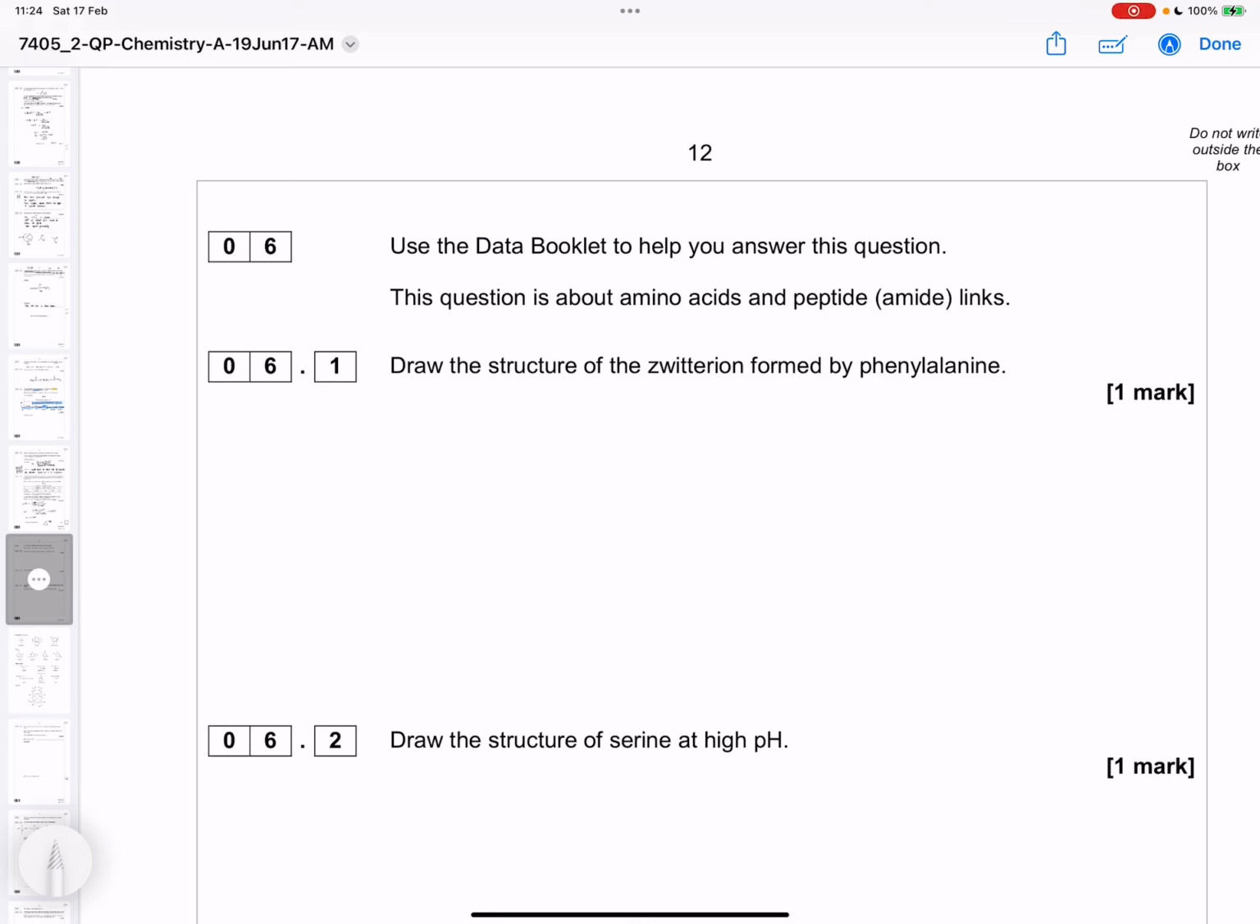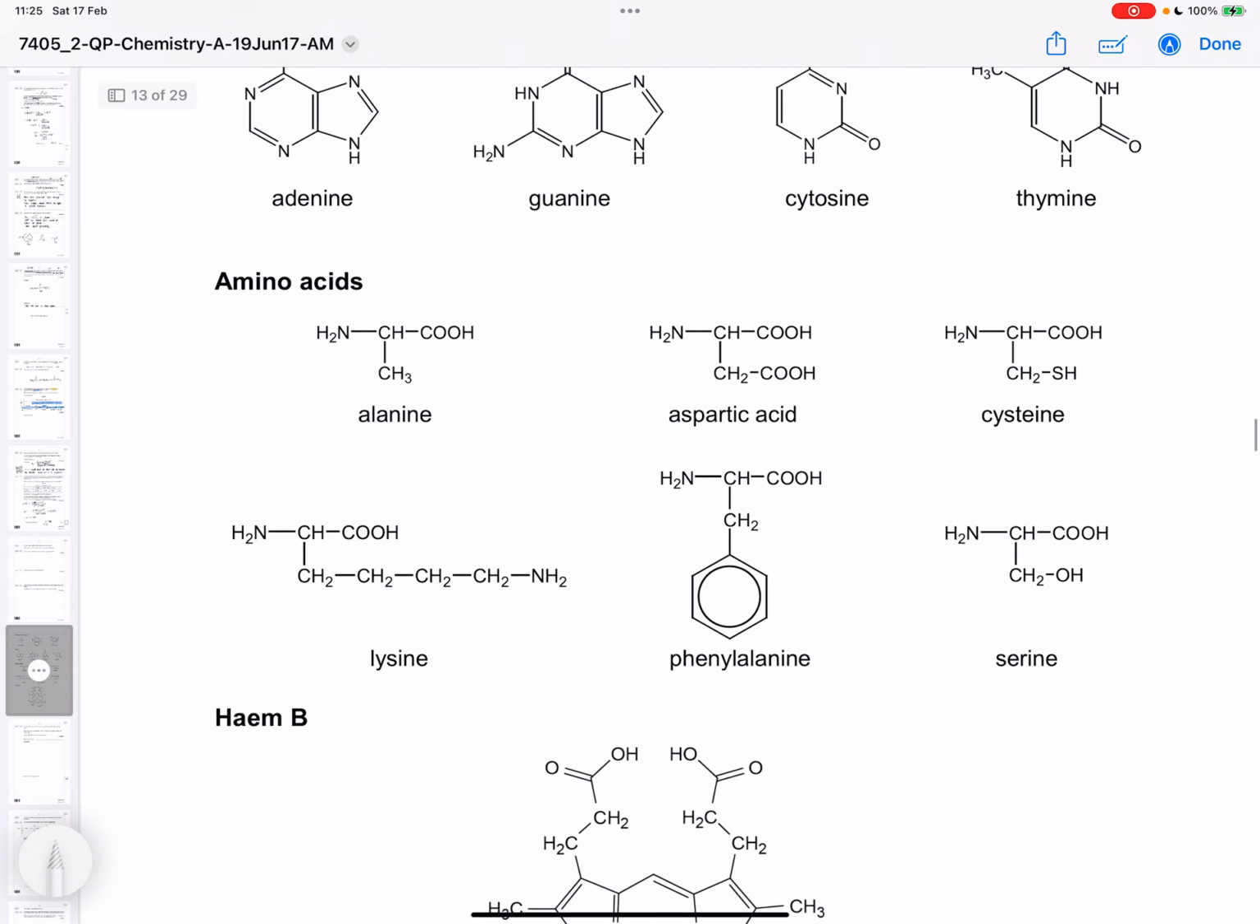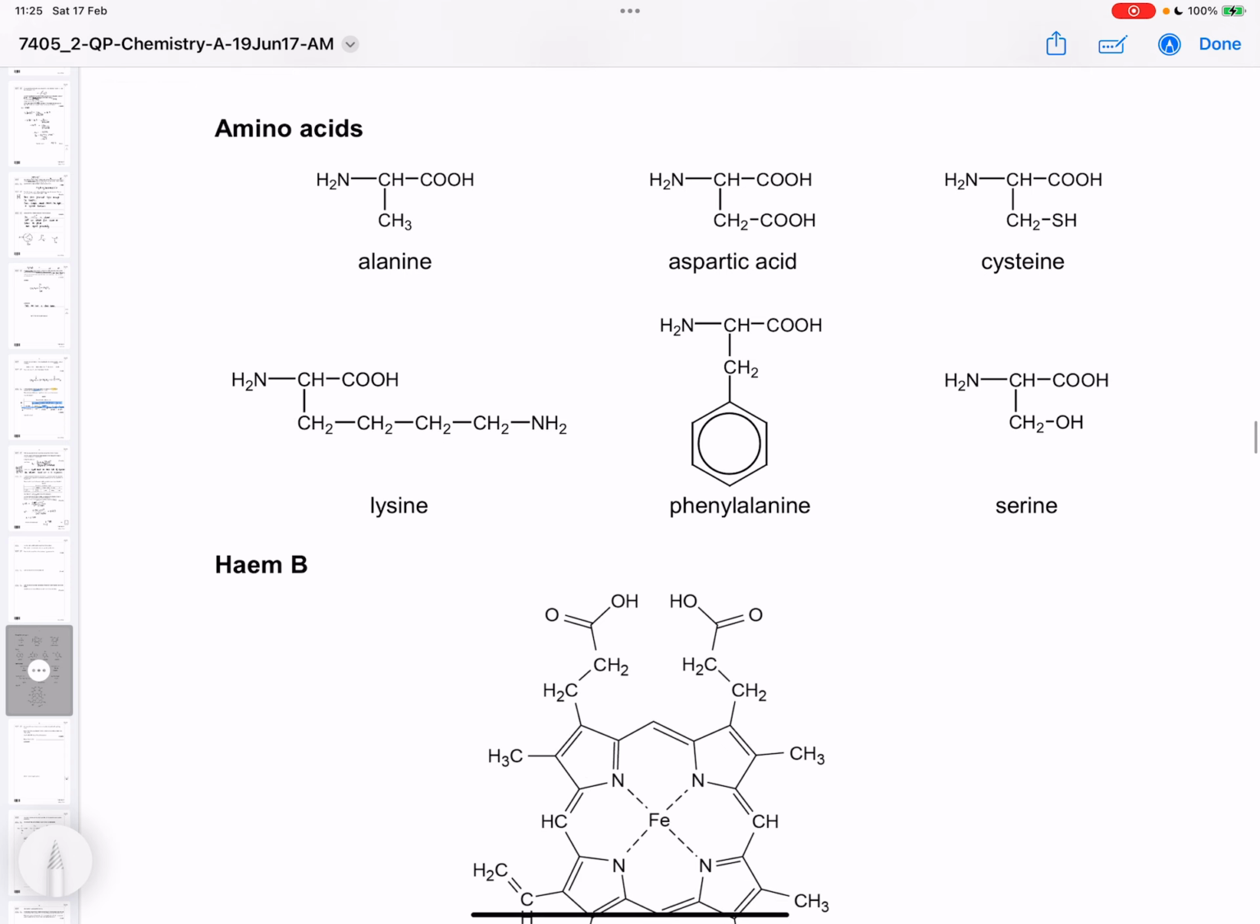Use the data booklet to help you answer this question. It's about amino acids and peptide or amide links. So the first thing it says, draw the Zwitter ion formed by phenylalanine. So the first thing we need to do is go find phenylalanine on our data sheet. So we're in the amino acid section. We can see it here.